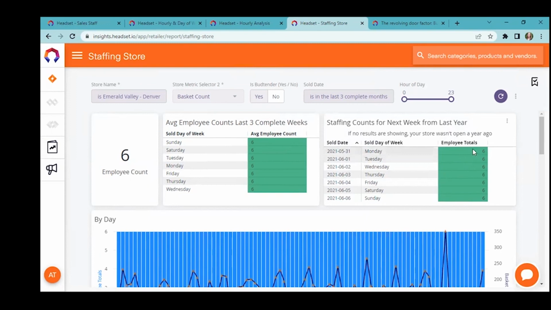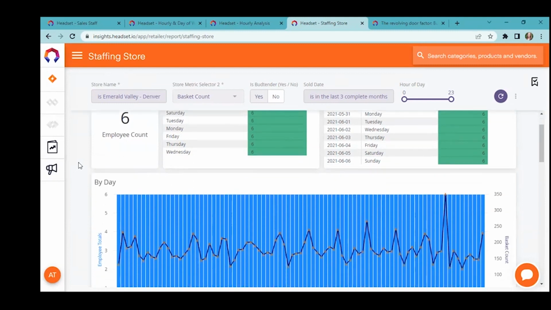And this is the last complete week. So if this is today and we're looking at next week, then next week starts on Monday of next week and goes Monday through Sunday. Hopefully that makes sense. Any questions on this initial information in staffing store? Oh, I'm good right now.